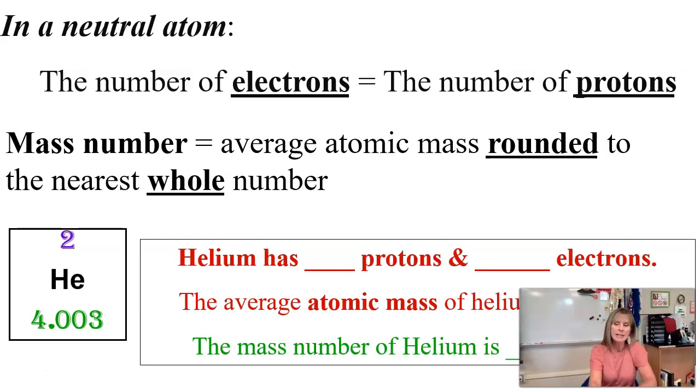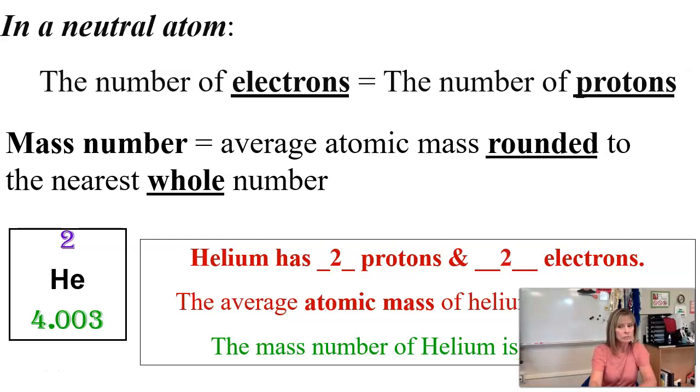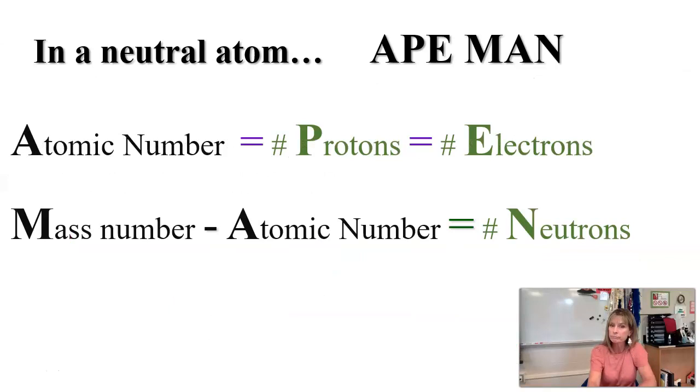So helium has how many protons? And how many electrons? 2 and 2. The average atomic mass for helium is 4.003. It's at the bottom of the box on the periodic table. And the mass number for helium is 4.